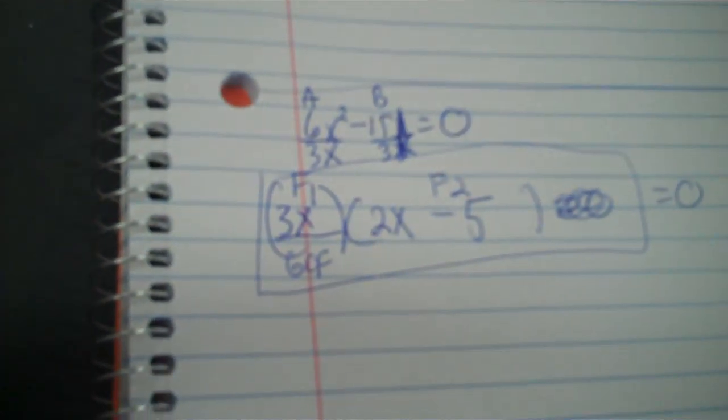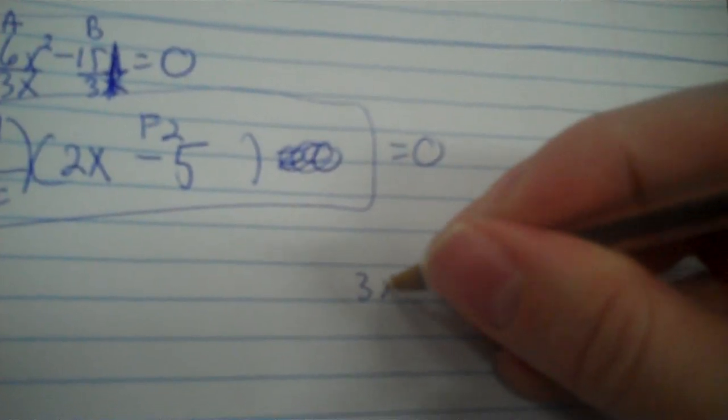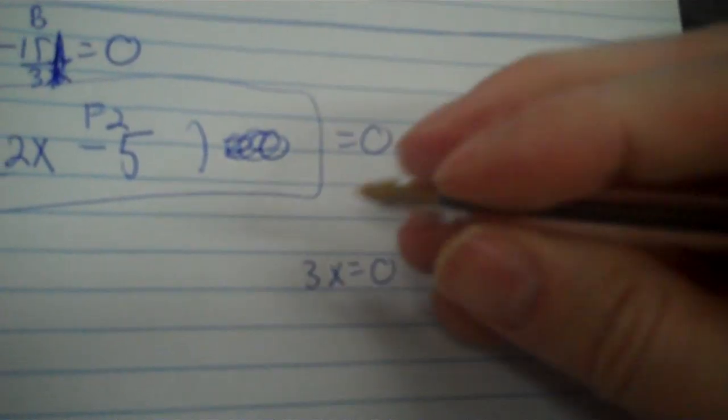Then I go up and divide, because when I distribute, I multiply, so the opposite is going to be divide. Okay, so 6 divided by 3 is 2. X squared divided by x is always x. Not to the second anymore, though. Minus 5. Okay, so I have F1, F2. So F1, 3x could equal 0, or 2x minus 5 could equal 0.